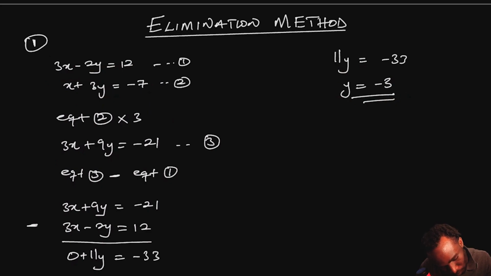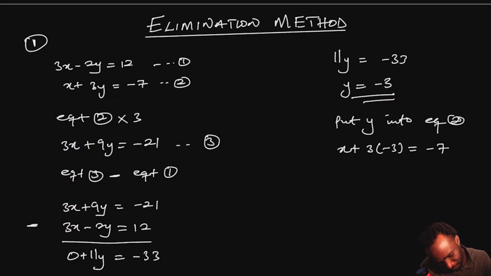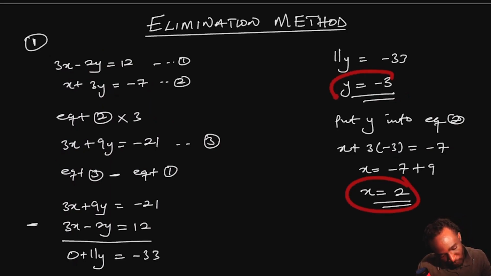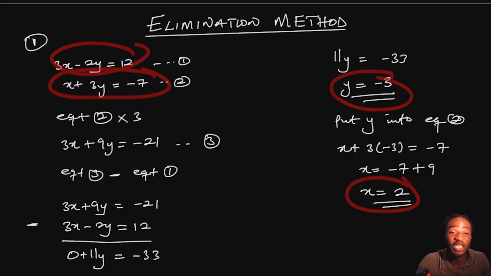So what do we do? We can put y into equation, for example, equation 2. I pick equation 2. So therefore, x plus 3 times the value of y, which we know to be minus 3, equals minus 7. Then we do a simplification over here. It becomes x minus 9 equals minus 7, but the 9 goes all the way to this side and adds. So this side becomes plus 9, and the value of x is 2. So therefore, y is equal to minus 3 and x is equal to 2. So we can verify by putting these two values into these two equations to check if the answers are correct.